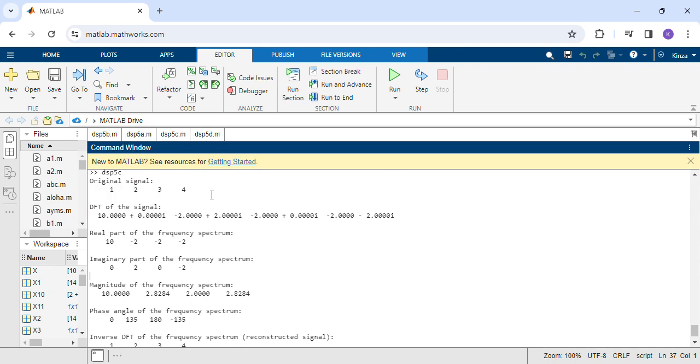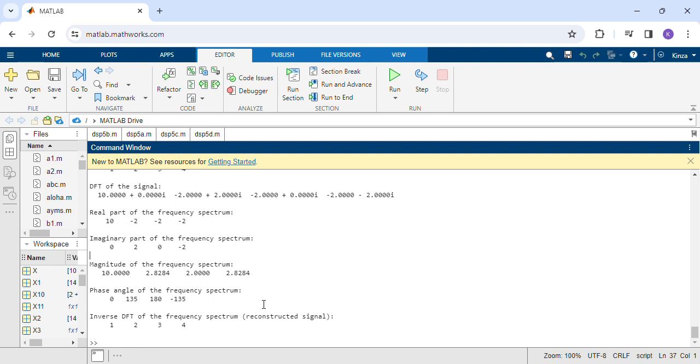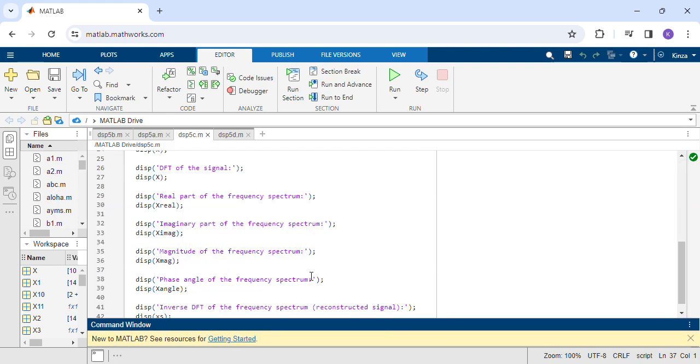This is the output. This is the original signal. This is the discrete Fourier transform of the signal. This is the real part of the frequency spectrum. This is the imaginary part. This is the magnitude of the frequency spectrum, the phase angle of the frequency spectrum, and this is the reconstructed signal or the inverse discrete Fourier transform of the frequency spectrum.